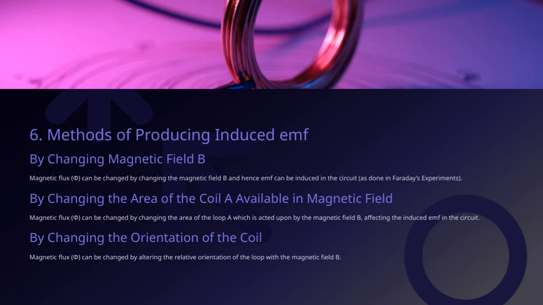This method was actually demonstrated in Faraday's experiments, showing how varying the magnetic field induces EMF. So, to summarize, there are three primary methods for producing induced EMF: changing the relative orientation of the loop, altering its area within the magnetic field, and varying the magnetic field itself. Each of these methods affects the magnetic flux in a different way, but all lead to the same fundamental phenomenon, inducing EMF in a circuit.